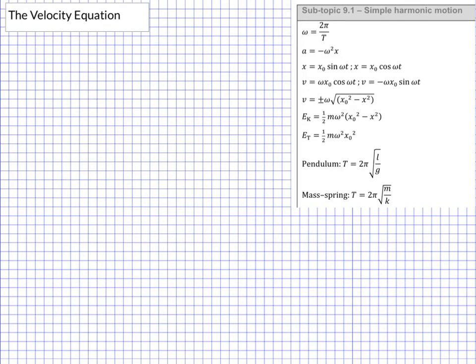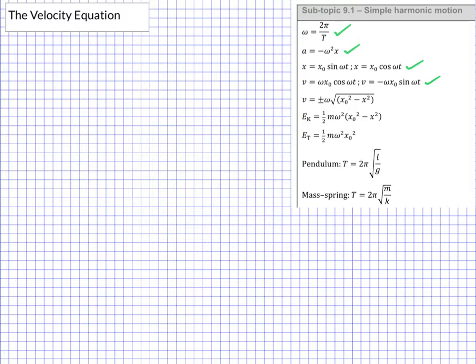Hello everyone, here's a video on IB Advanced Higher Level topic 9.1, and more specifically we're going to talk about the velocity equation. If you've been following along so far and in class, we've covered a bunch of these equations. Here's our equation list from our data booklets, and just to tick off some stuff, we've done the angular velocity, we've talked about the acceleration formula.